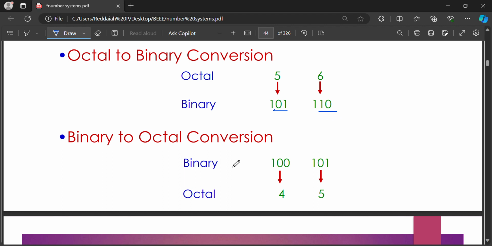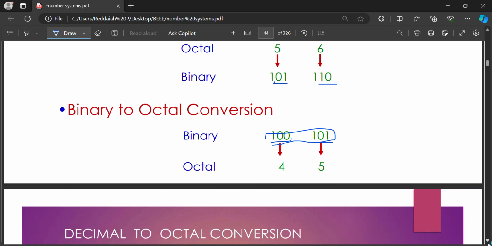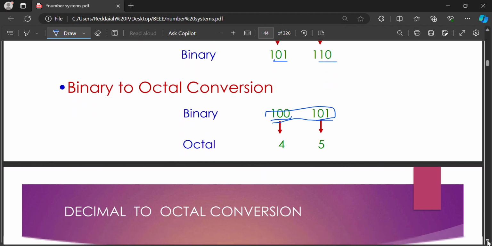Binary to octal conversion. Suppose the number is 100101. Then the binary number is divided into 3-bit strings, and the equivalent will be the octal number. It is very simple, dividing a binary number into 3-bit strings. After that, you can write 100101 as 45, which is the octal number. It is very simple to convert.